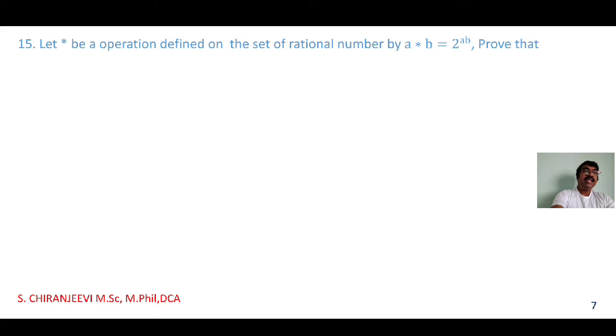Let star be an operation defined on the set of rational numbers by A star B equal to 2 power AB. Prove that star is commutative. So A star B is 2 power AB. AB can be taken as BA. So 2 power AB equal to 2 power BA, which is B star A. So if A star B equal to B star A, then we call it star is commutative.